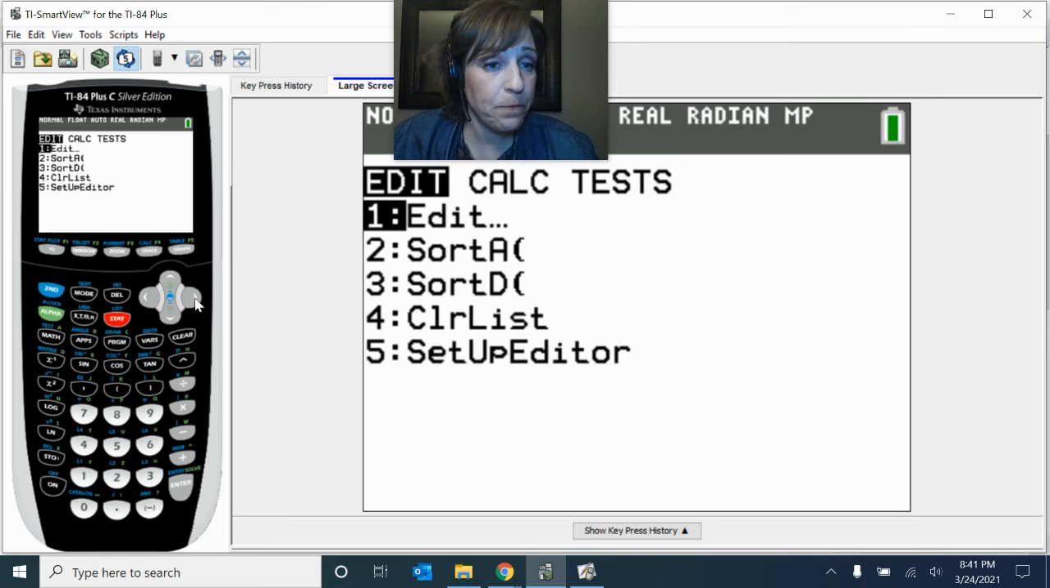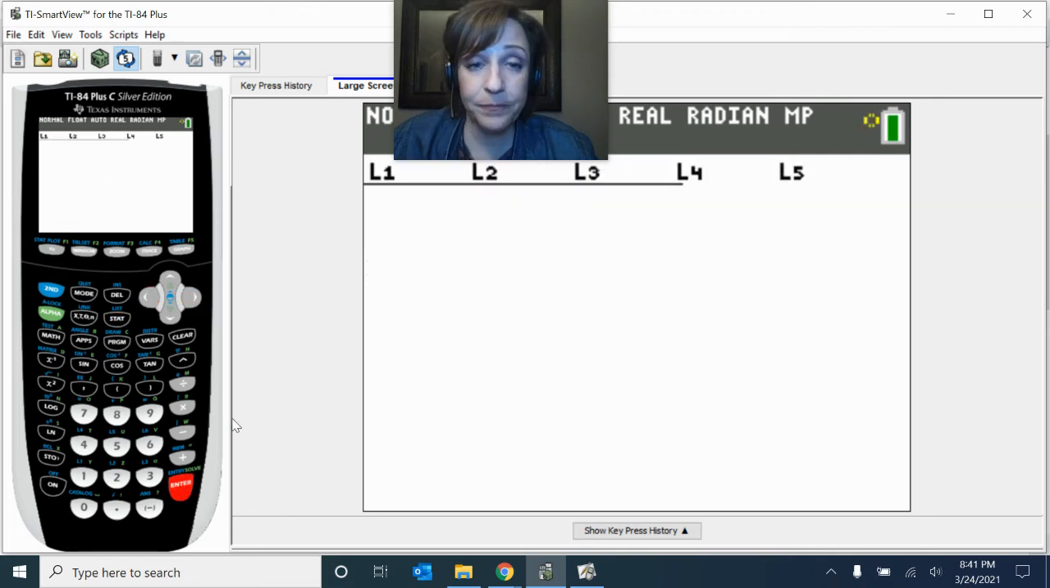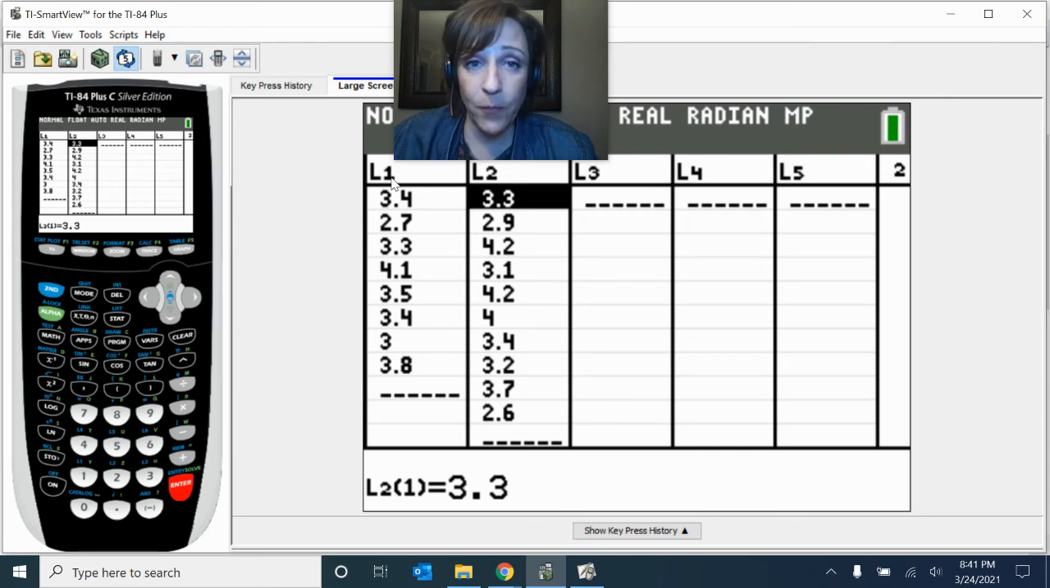And so what I have is, if I go to Stat Edit, here we go. List 1 is the 8 lengths of the Buy Right fish. L2 is the 10 lengths of the fish at Fish Friends. And you're asked if they are different from each other. So we have information in its raw data format instead of its summary statistics.